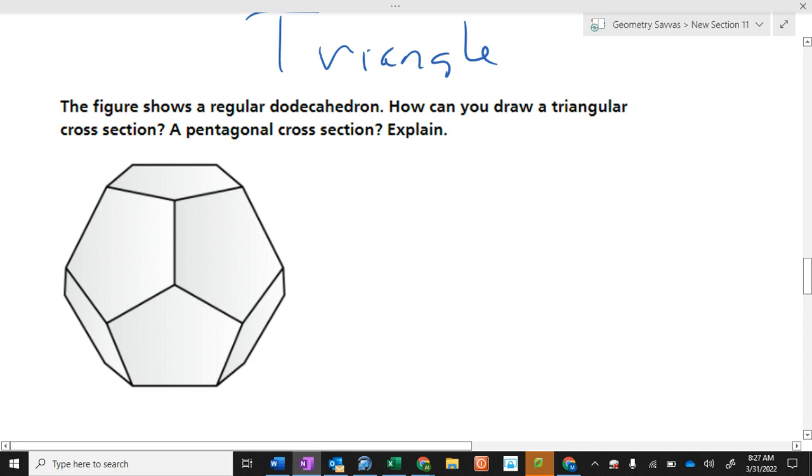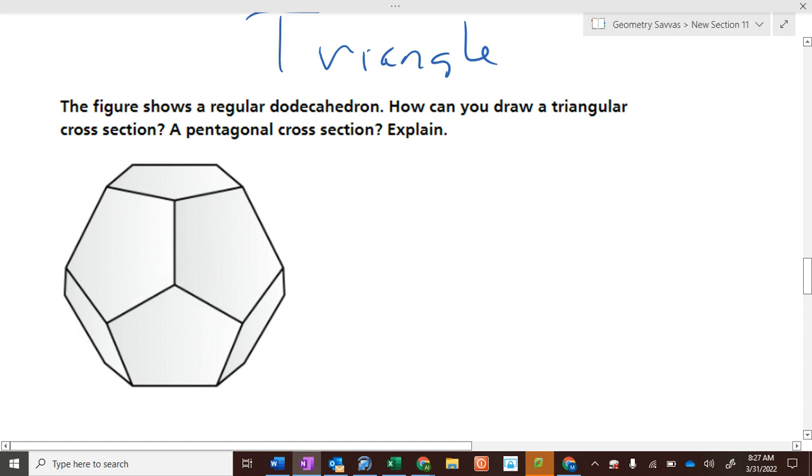All right, here's a regular dodecahedron. How many faces will a dodecahedron have, do you think? A dodecagon has 12 sides, so a dodecahedron would have 12 faces. How could you slice it so you have a triangular cross section? Well, you just cut off a little corner of it straight down and then make a triangle cross section. Right like that.